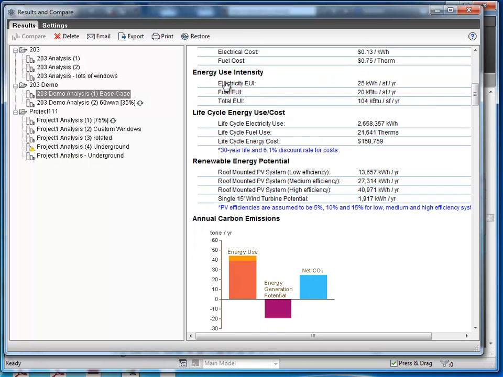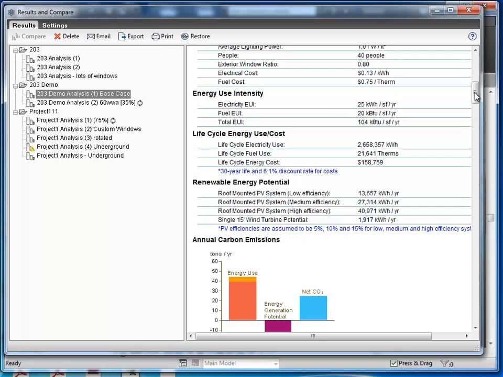Next thing it gives you is this, and this is extremely important. This is the energy use intensity. So this is how much energy is used per square foot per year. So what's good about this is, let's say Juan does his building and he gets this value of 104 kBTU per square foot per year. Okay, and Jose does his and he gets 50 kBTU per square foot per year.